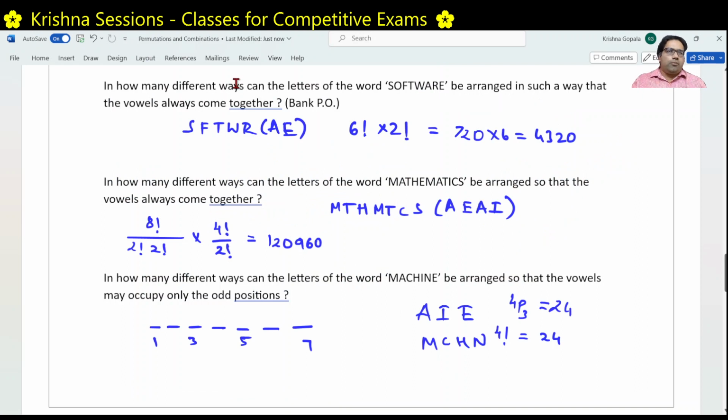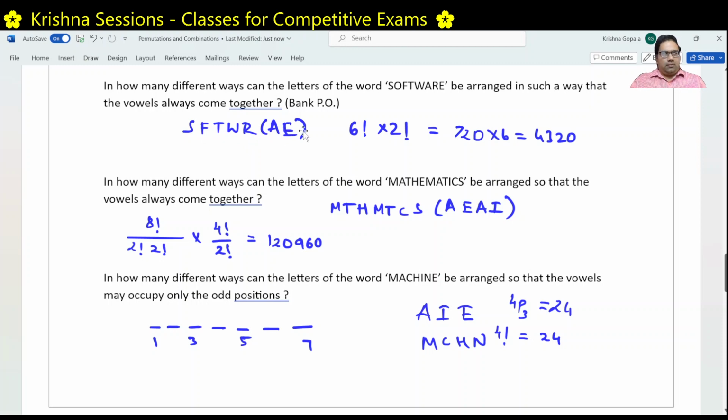Next, in how many different ways can the letters of the word SOFTWARE be arranged in such a way that the vowels always come together? The same kind of problem. How many letters are there? 1, 2, 3, 4, 5, 6, 7. 7 letters are there.